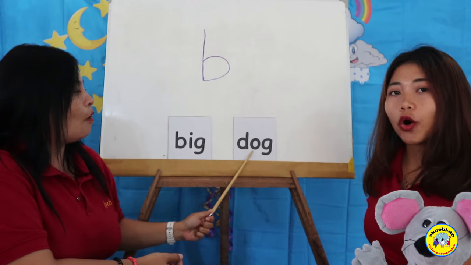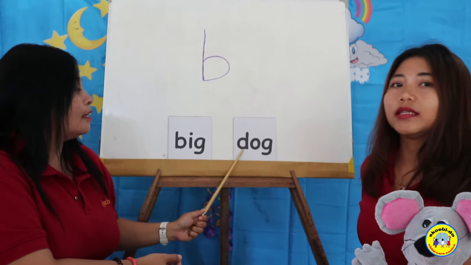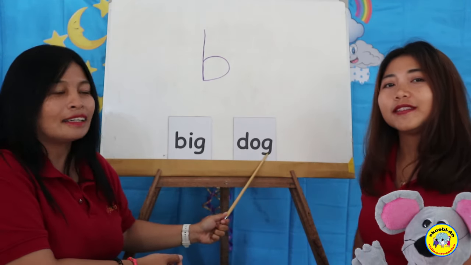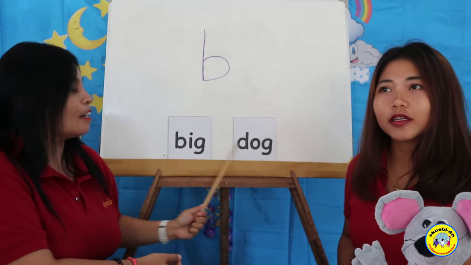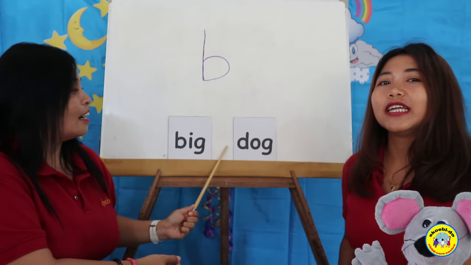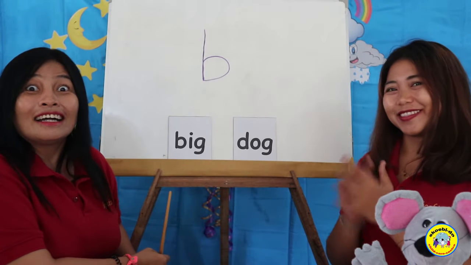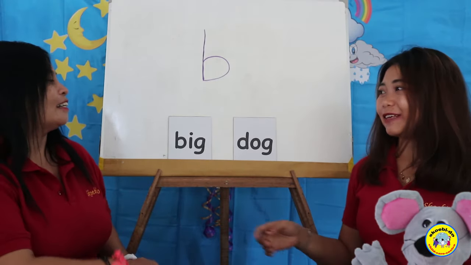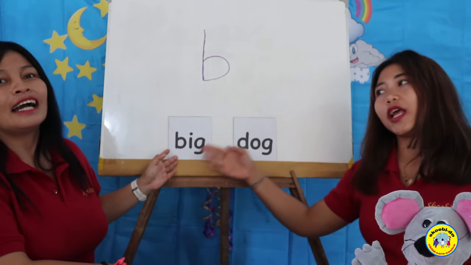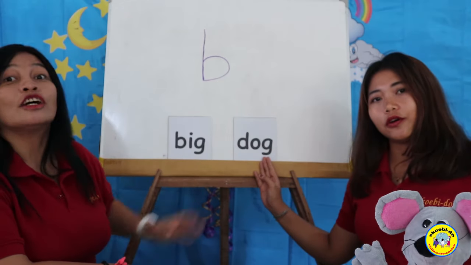D. O. G. D. O. G. Dog. Dog. Dog. So, are you ready to read this faster? Okay, we have big here and the second is dog.